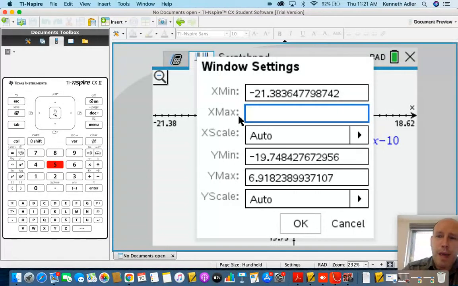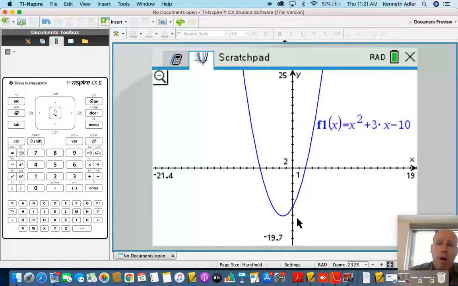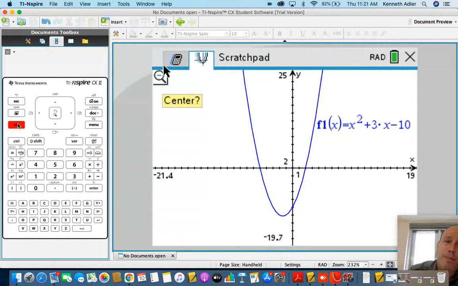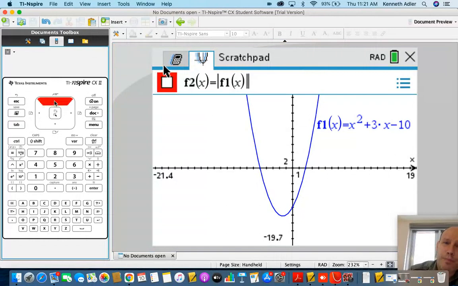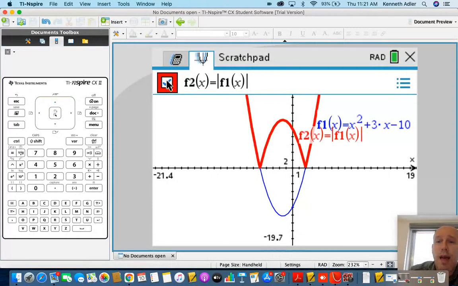It was 18. It was 19. The Y max, once again, we want big. Let's go 25. Okay. Next. Tab. Let's put this in. Let's see what happens. Nice.